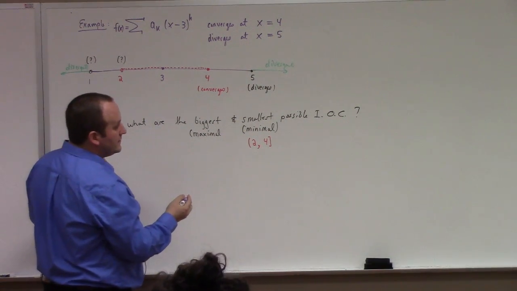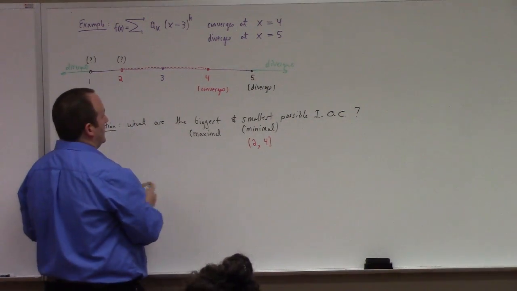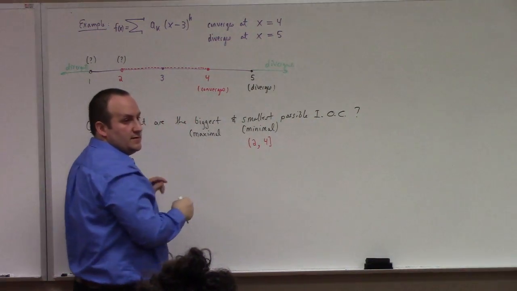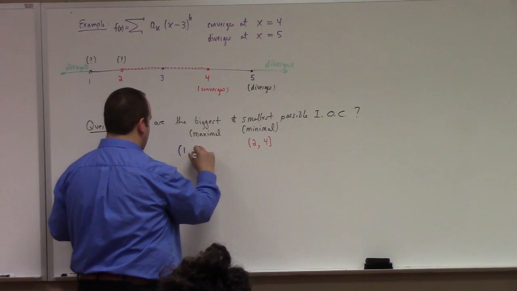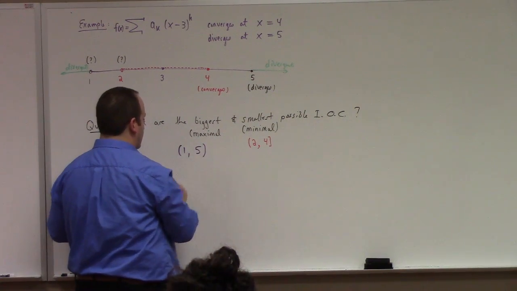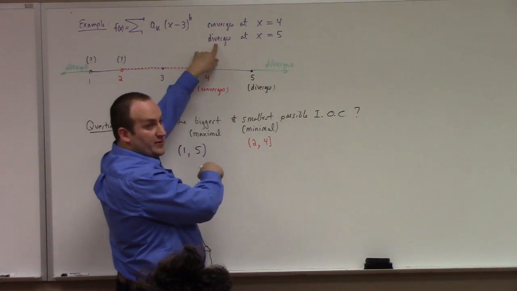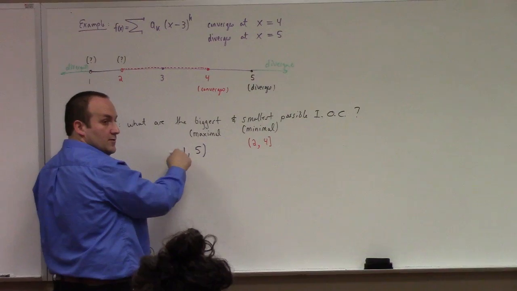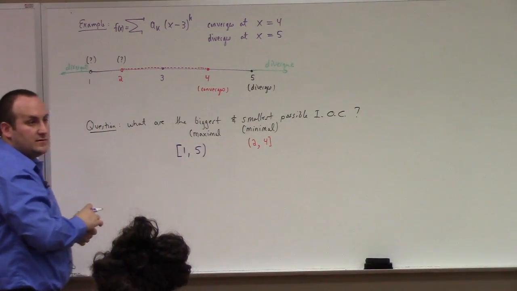What's that? Say again? Oh no, but it's divergent out here. That can't be an interval of convergence, right? 1 to 5. Is 1 included or excluded? 1 is excluded. 5 is definitely excluded because we're told 5 is a point of divergence, right? So it can't be in the interval of convergence. But 1 we could include if we want to be as greedy as possible.